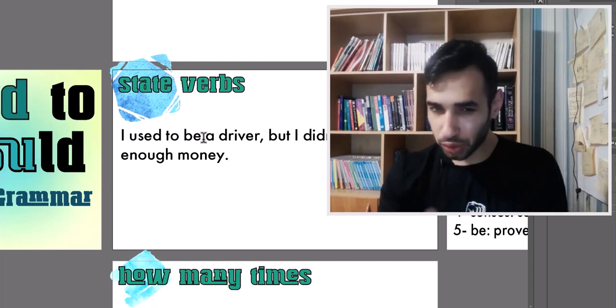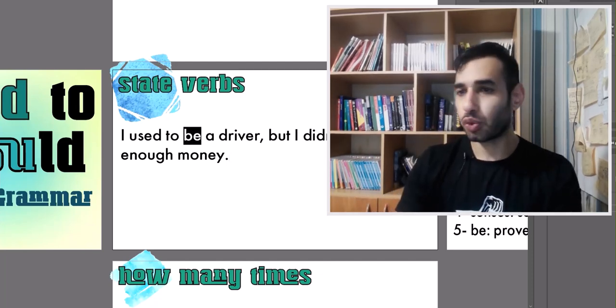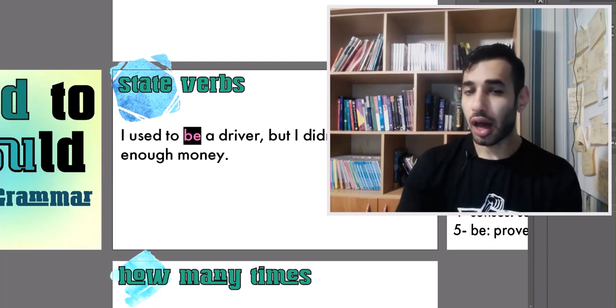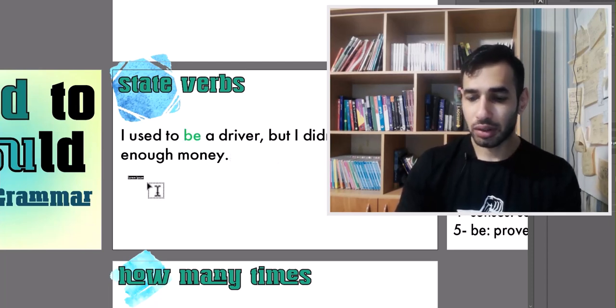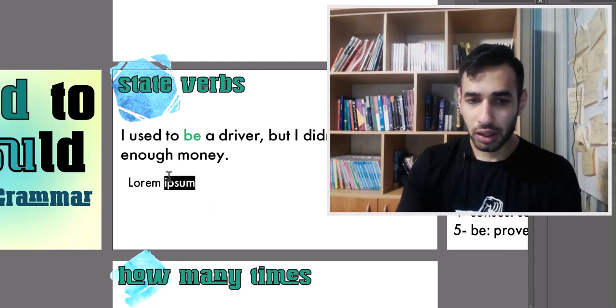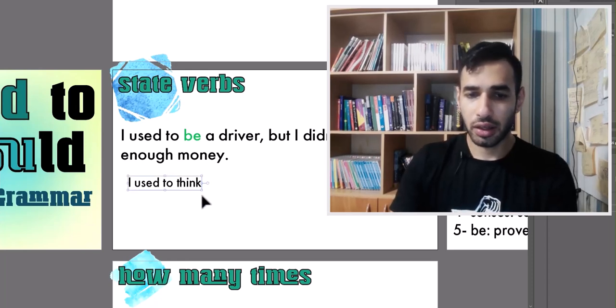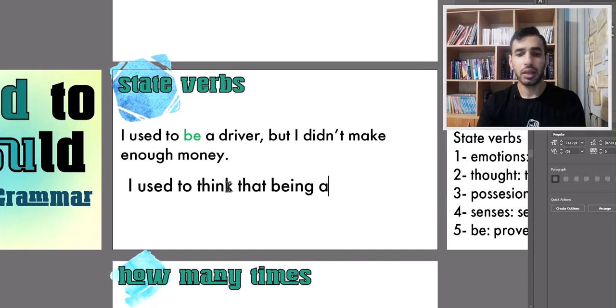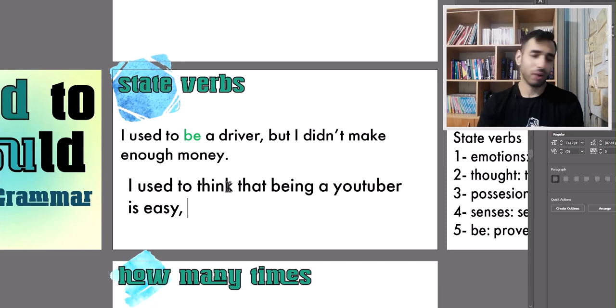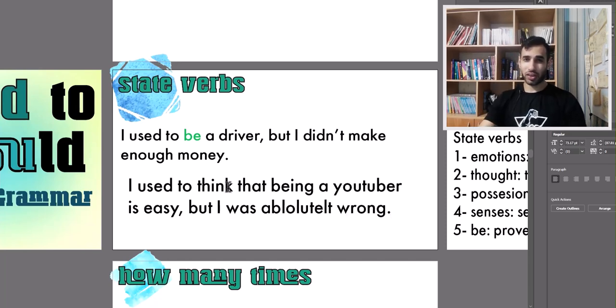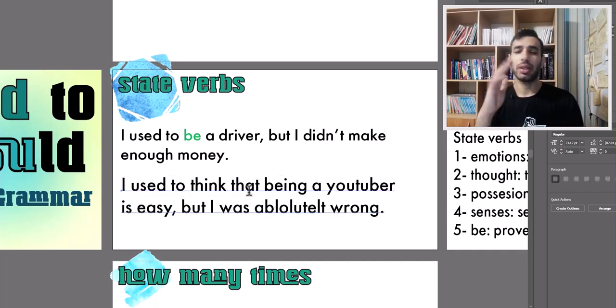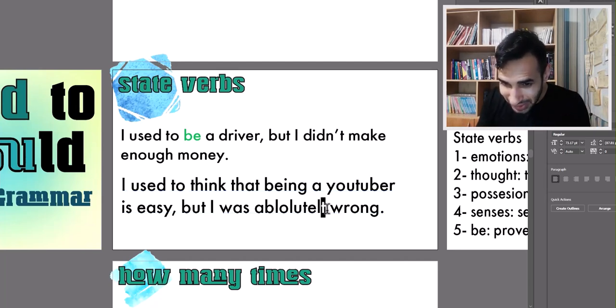So I used to be, because be is a state verb, or I used to like, I used to think. For example, I used to think that being a YouTuber is easy, but it was absolutely wrong. It's more difficult than you can think. Believe me, it's very difficult. So I used to think that being a YouTuber is easy, but it was absolutely wrong.